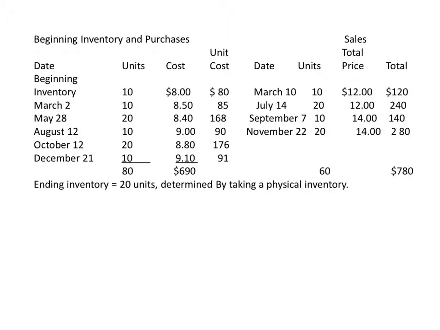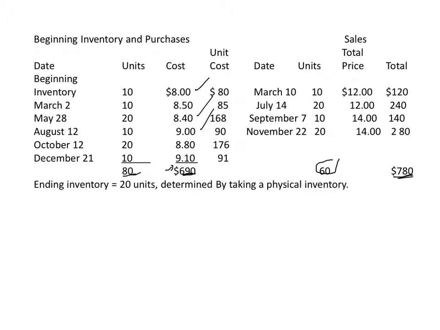Now the problem for a merchandise company is that in times of increasing prices, they buy the product at one time at $8, and then another time at $9 and $8.40 and so on. So due to inflation, prices are increasing. Now normally they would increase their selling price. But when they do the account at the end of the year, they only know that they had 80 items available for sale. Those 80 items cost them $690. They know they sold 60, and they know they sold it for $780. This they get from the cash register.